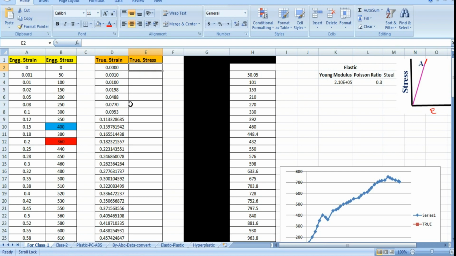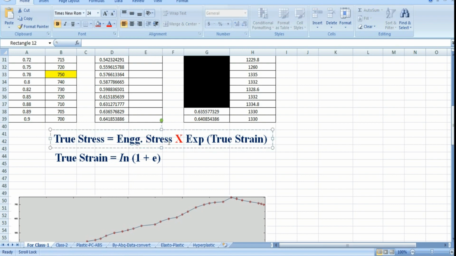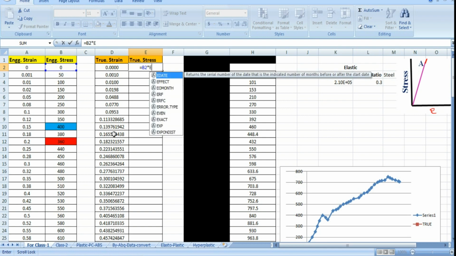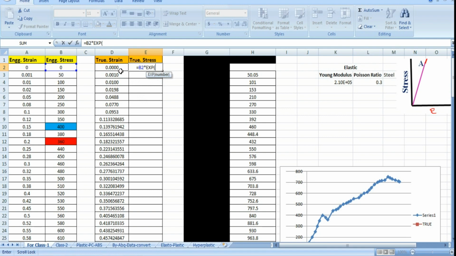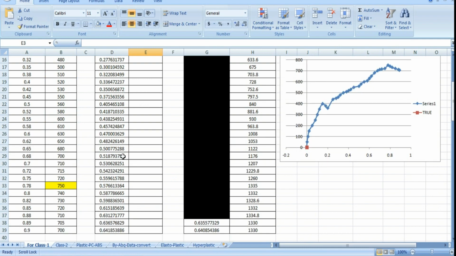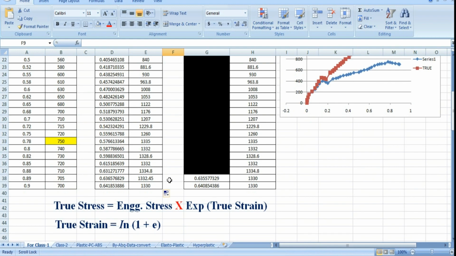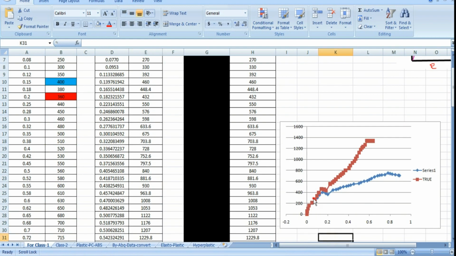Now here in true stress, what is the formula? Engineering stress times the exponential of true strain. So equal to engineering stress, this one, multiply by exp, just this one, the exponential of true strain. Close it, enter. Then just simply double click. See this.